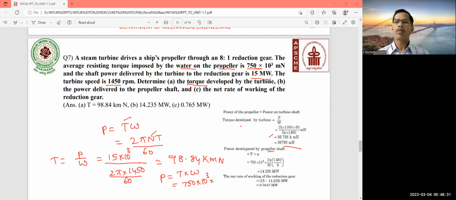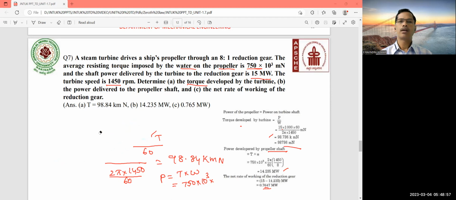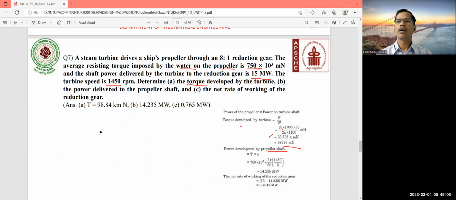Once the power developed by the propeller shaft is 14.23, but the net rate is the turbine. The shaft power delivered by the turbine to the reduction gear is 15 megawatt. 15 minus 14.2, you will get 0.7647 megawatt. So this is how the connection between the power, work, torque works. This particular problem comes under the shaft work or the shaft power. In the fifth video lecture, we have discussed the basic fundamentals connected to that.